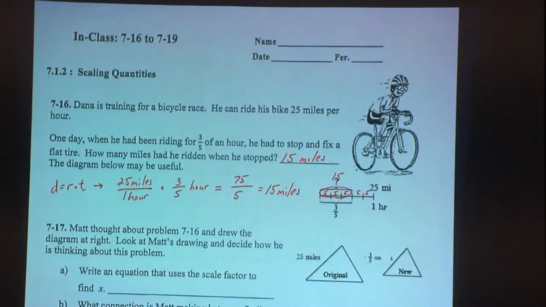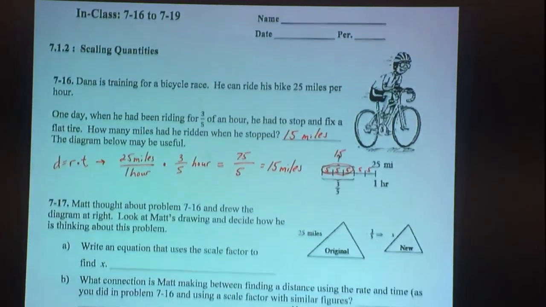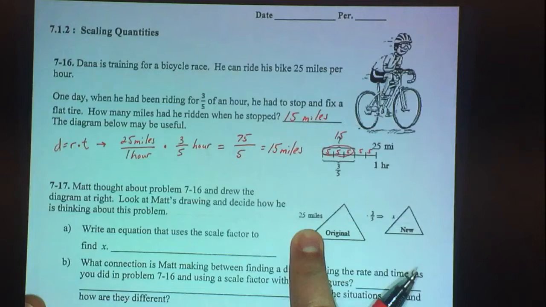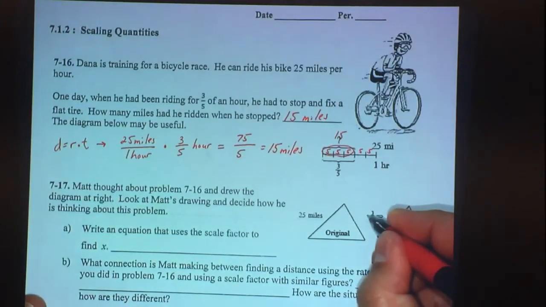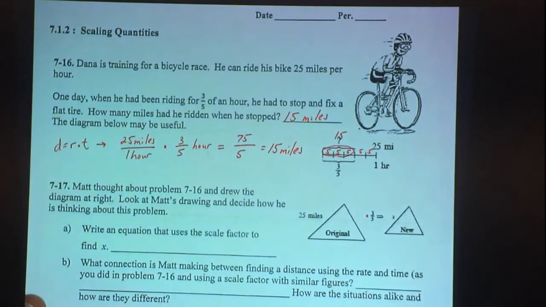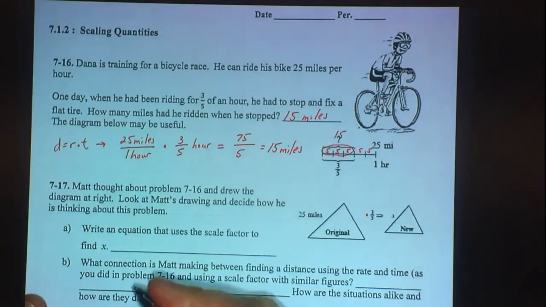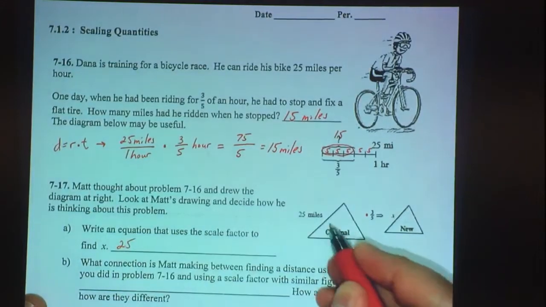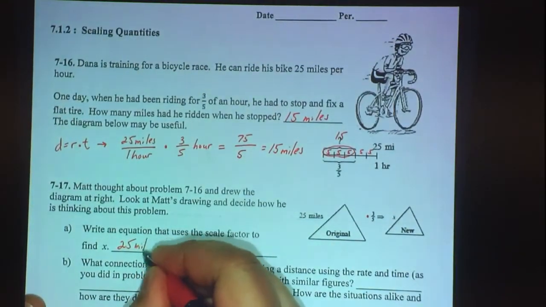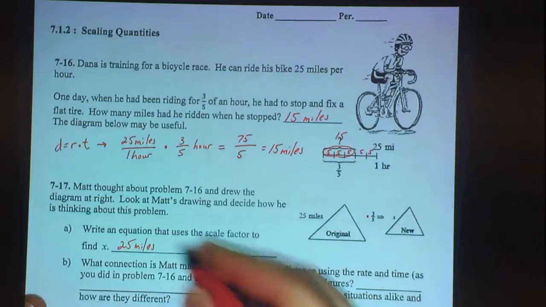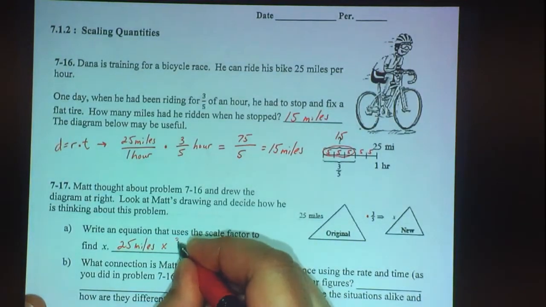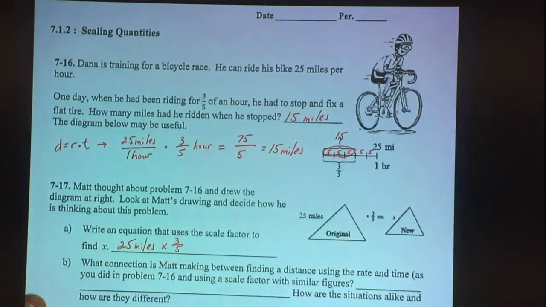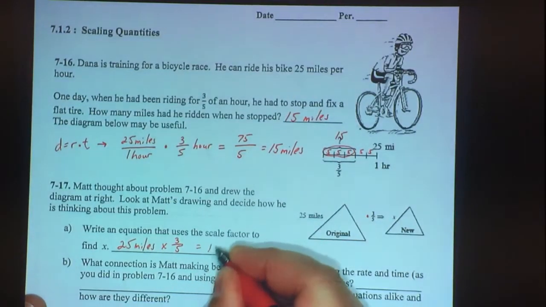Matt thought about problem 16 and drew the diagram at the right. Look at Matt's drawing and decide how he is thinking about this problem. So he went from 25 miles. What does this little dot right here mean, you guys? That's not a decimal. Good, it's a multiplication sign. So let's do 25 miles, and we're going this way, times 3/5, which is what we did in problem 16, so we should get the same answer.